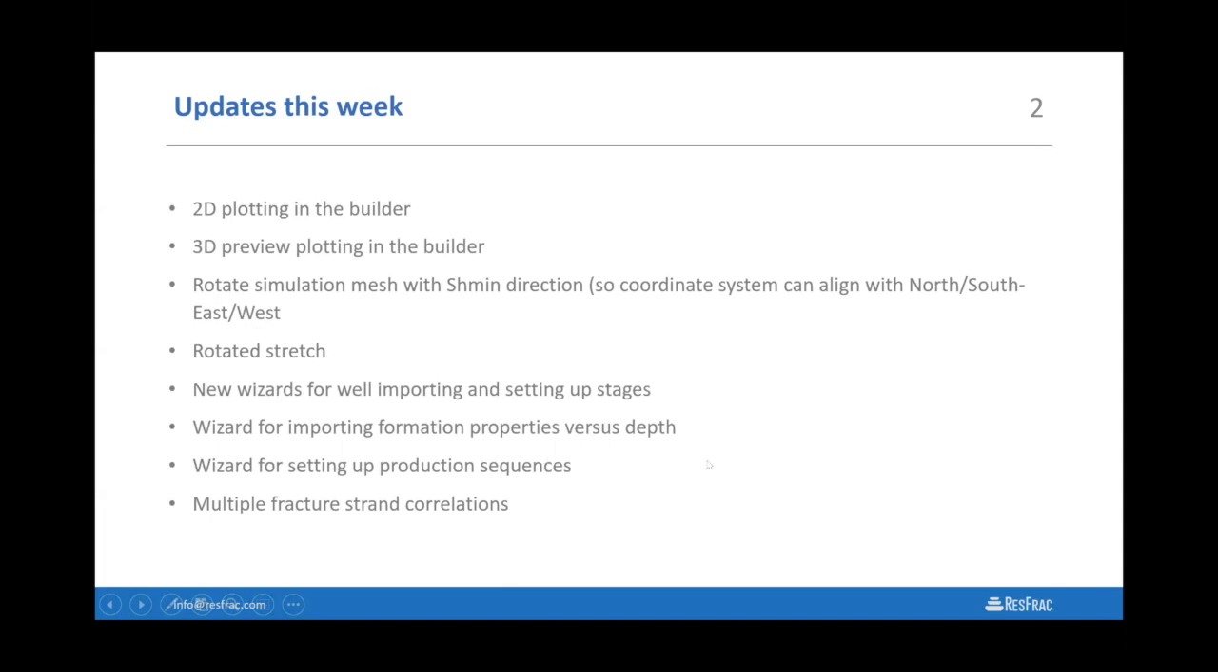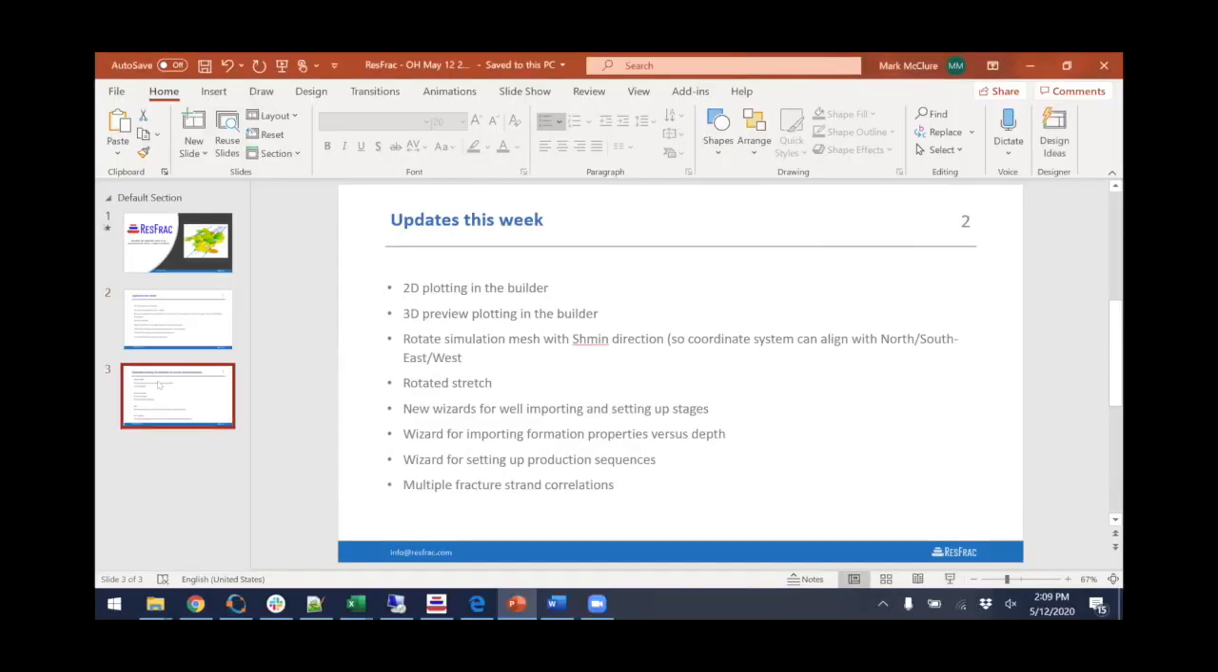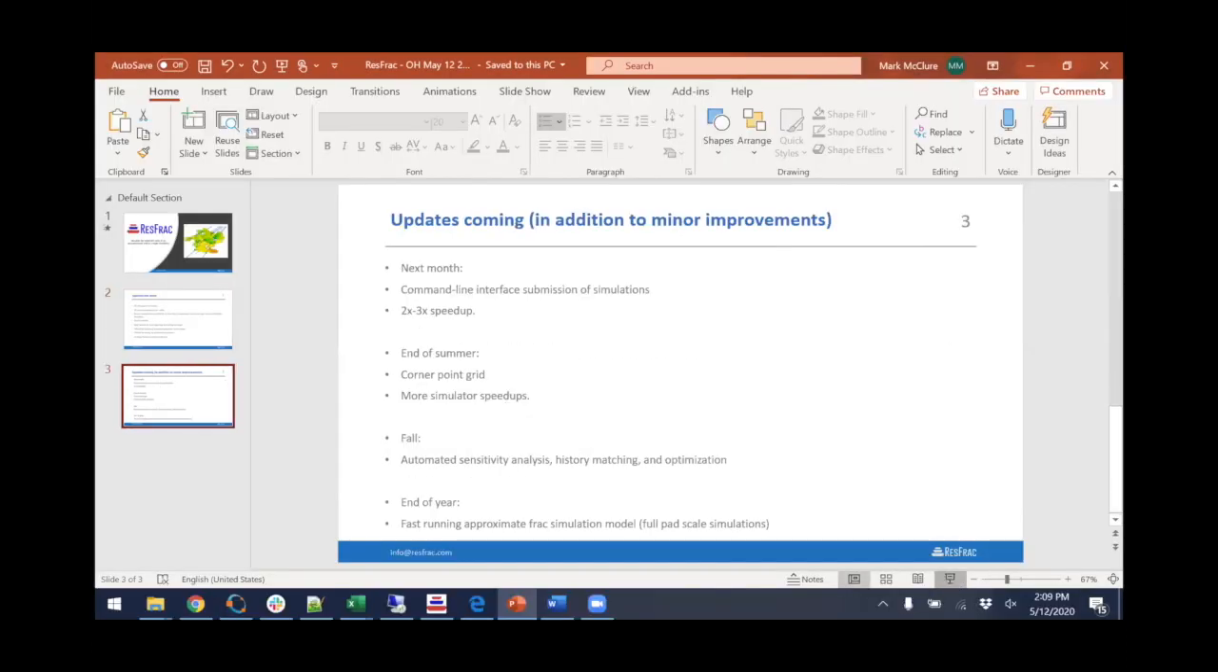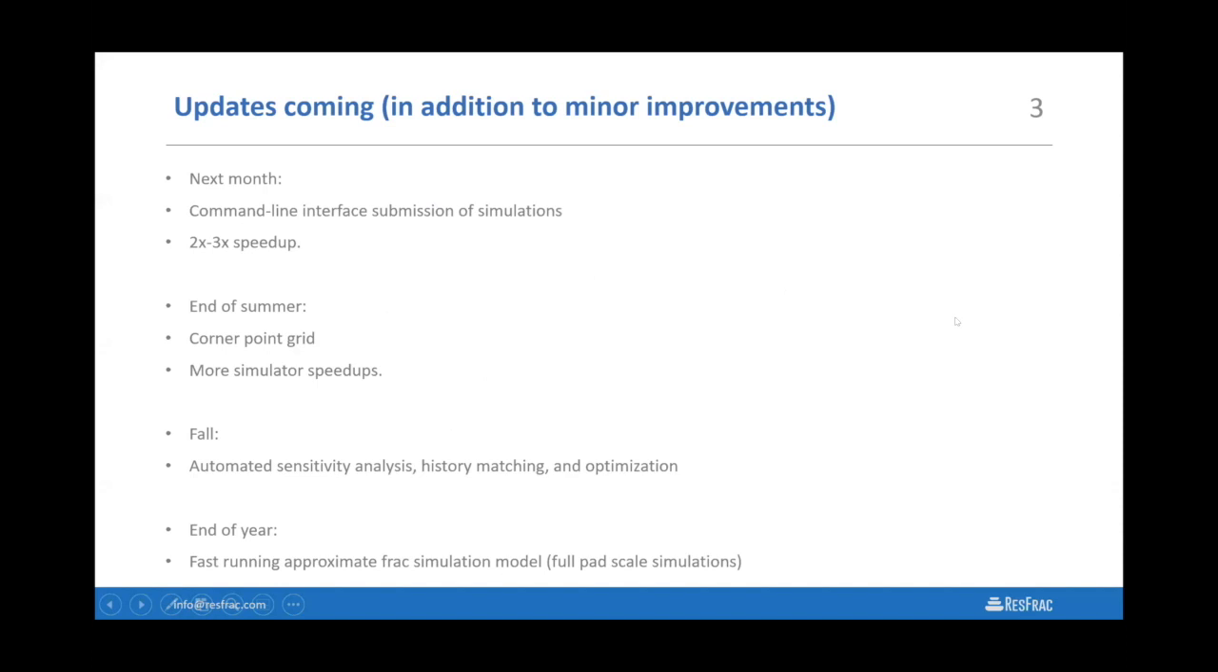I've put in some new wizards to help with the well importing and setting up. So we just gave it to someone the other day as a test, and he said in 10 minutes he'd imported 5 wells and completely set everything up. So that, I think, should make a lot of people happy. I think that's been one of probably our top pain points for users, has been importing wells and getting them set up. We have a wizard now that will set up properties versus depth, for example, from a well log, a wizard for setting up production sequences, and also a correlation for having multiple fracture strands. So we'll try to rip through that today.